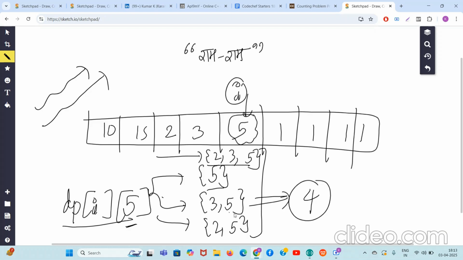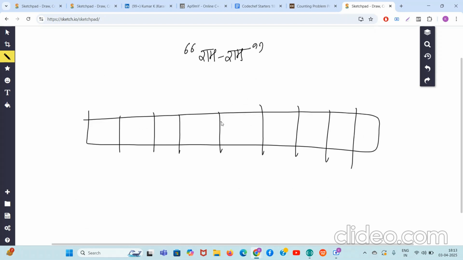2 3 5, 5, 3 5, 2 5. They are strictly increasing, and they end at index i and their last number is 5. Done. So you understand the dp[i][j] concept. But guys, their question is very difficult.